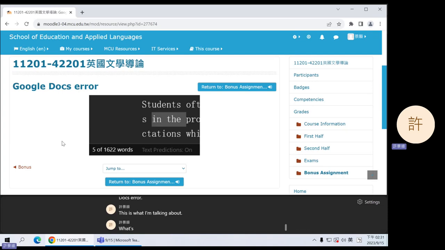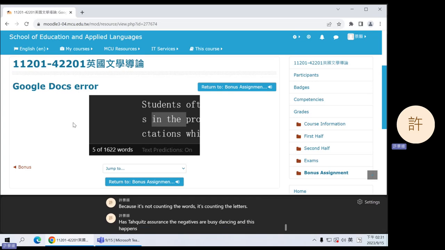What's wrong with this picture? 这张图有什么问题吗? How many words are highlighted? 画出来有几个字? And yet it says here 5 words. Because it's not counting the words, it's counting the letters. 它画起来数的是那个字母数，而不是单字数. And this happens sometimes if you write in Google Docs and you save as a Word file.